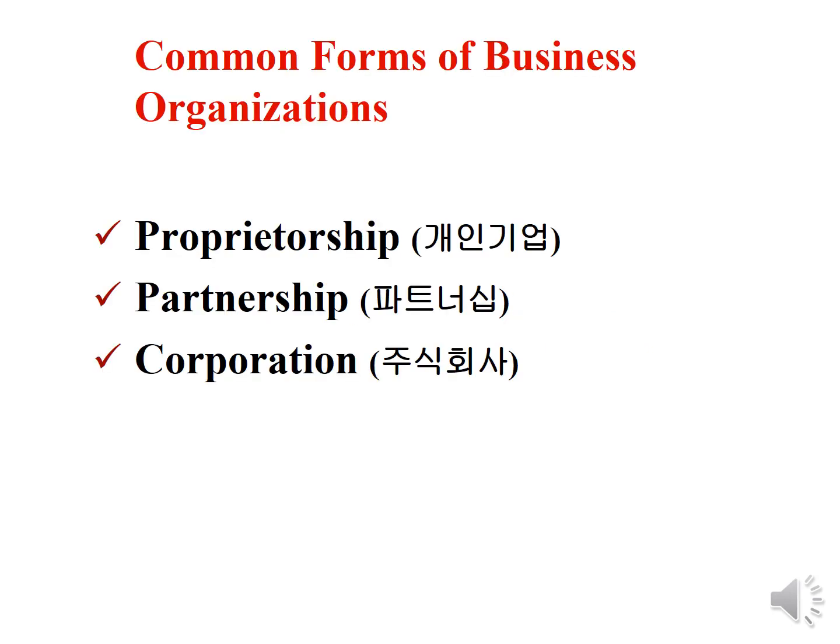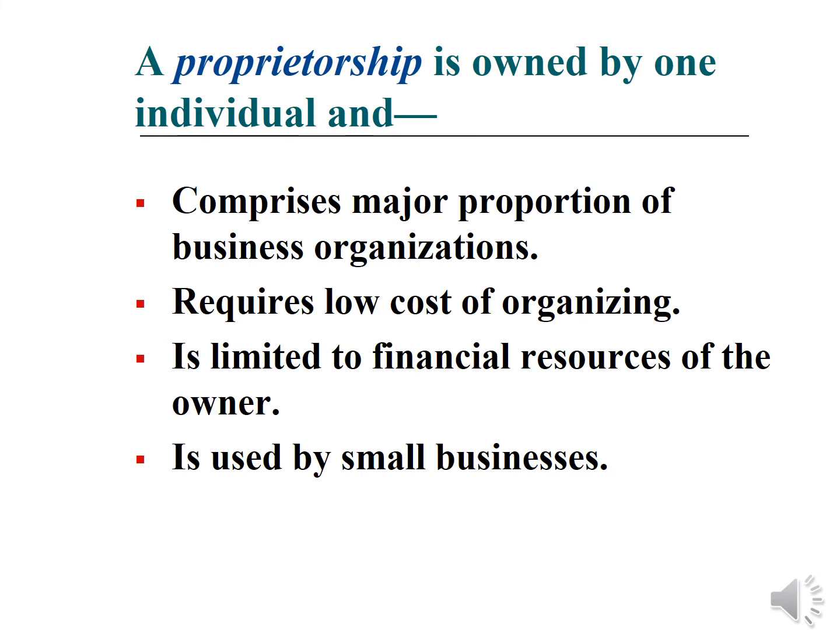Common forms of business organizations are proprietorship, partnership, and corporation. Three forms of business organizations. First, proprietorship is owned by one individual.